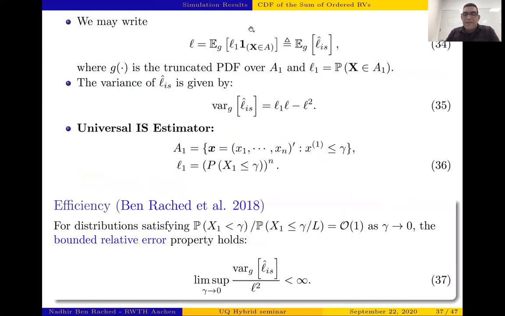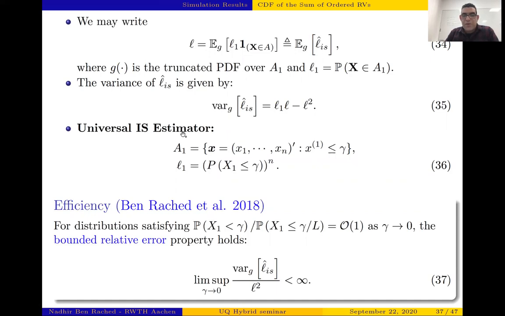So we may write this estimator as the expectation of L1 times an indicator function, and X in this case is the truncation of the underlying PDF over A1, and L1 is the probability of X in A1. The straightforward computation of the variance of the new estimator is given by L1 times L minus L squared. And we clearly see that whenever L1 is close to L, the variance would be small. And when L1 is equal to L, we get the zero variance measure.